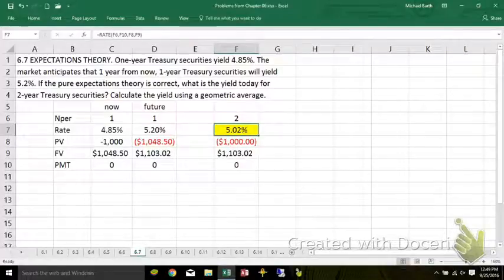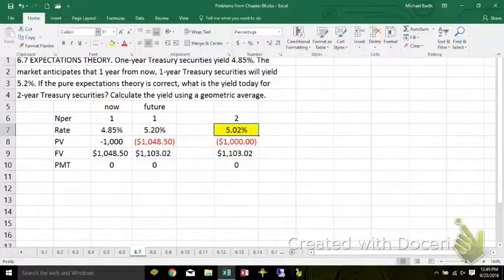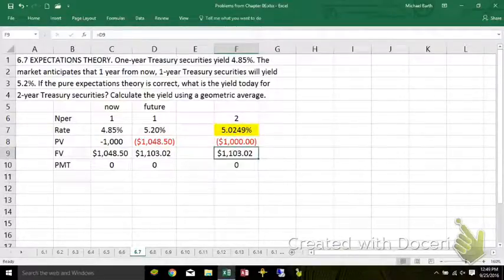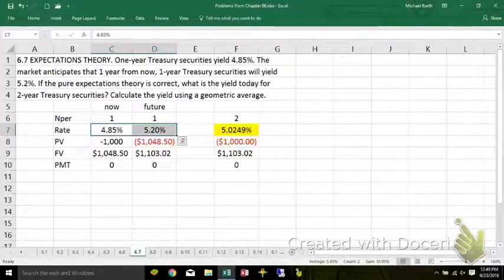And what that says is you'd have to get 5.02% today, and it's actually add a couple of decimal places, it goes a little bit further than that, right? But if you were earning 5.0249% per year today, your same $1,000 investment would end up the same place. That's expectations theory, that this rate would be the average of those two rates.